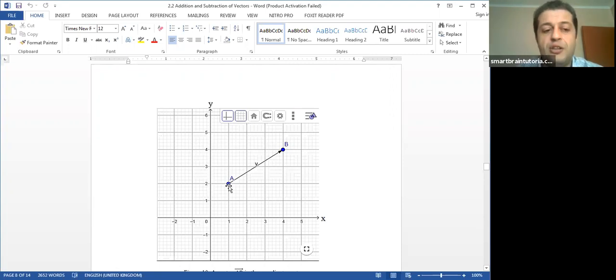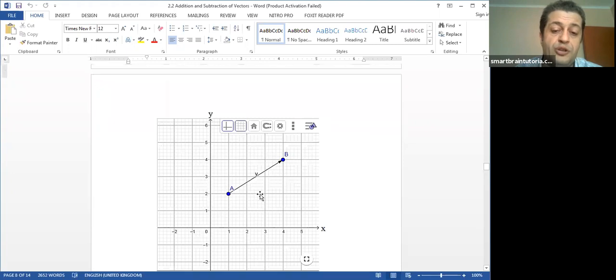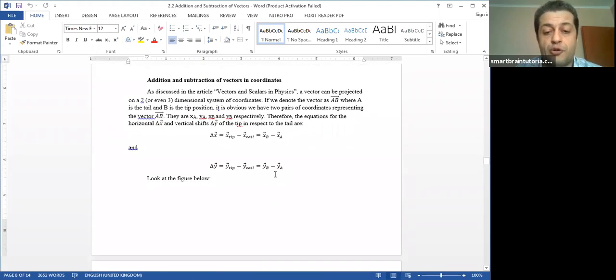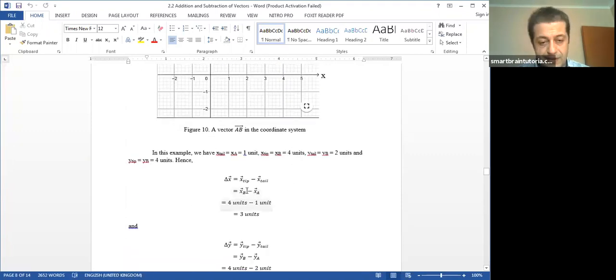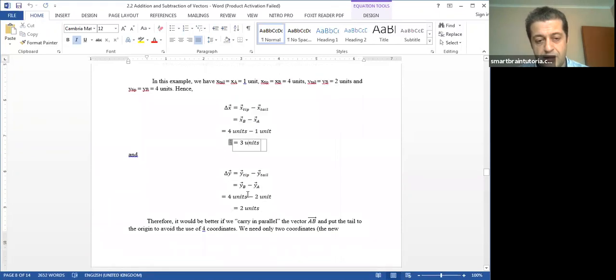We don't need 4 coordinates to express a vector, but only 2 coordinates that show the shift of the tip compared to the tail. Now, as I said before, delta x, the shift in the x position, is 4 minus 1, it is 3 units, and the shift in the vertical, in the y position, is 4 minus 2, it is 2 units.